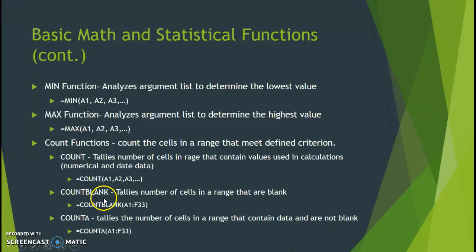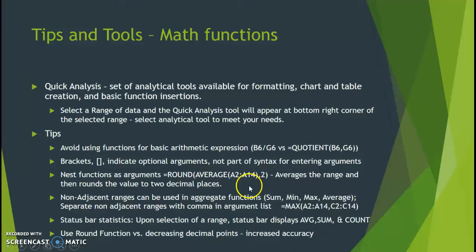The count blank, very similar, however, aggregates and totals the number of cells in a range that are blank. And then you have the count A, which tallies the number of cells in the range or the specified data that you provide that contain data and are not blank. So again, those are some of the main functions we'll be looking at here.